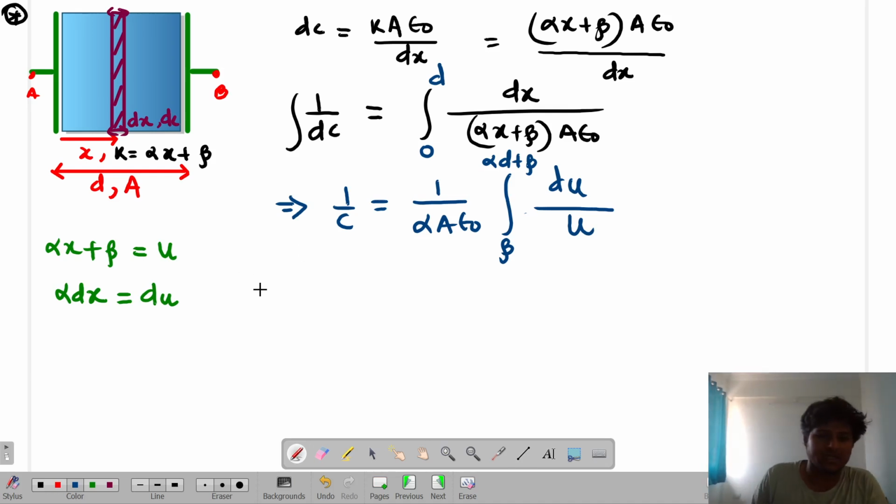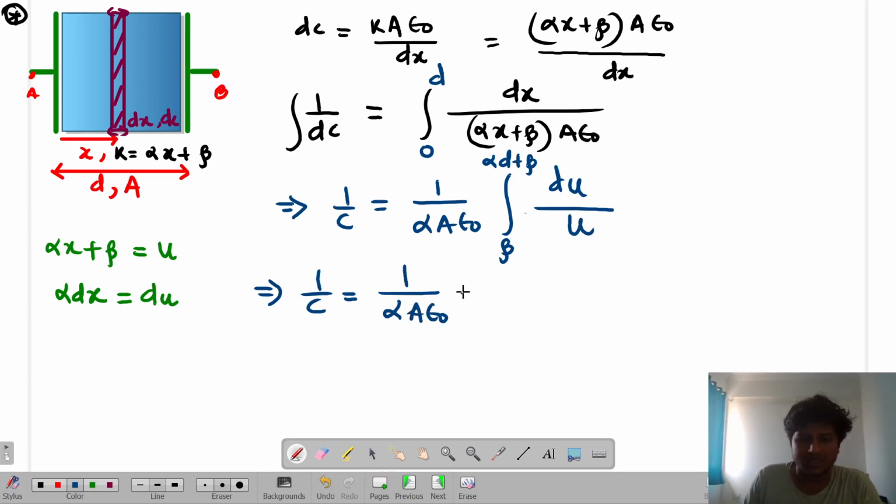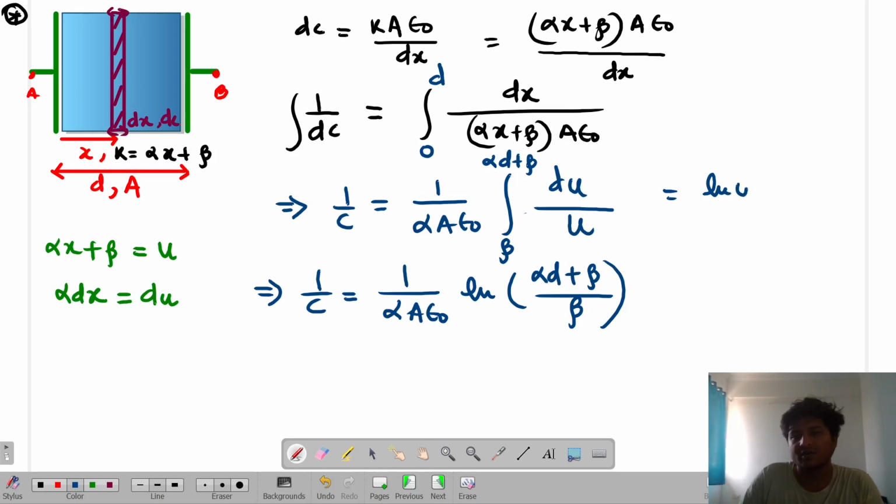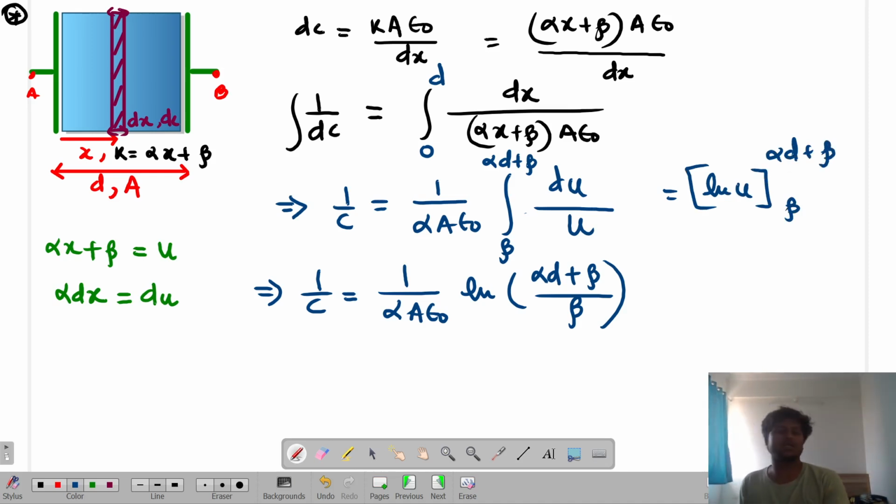So this means that I will get 1 by C is equal to 1 by alpha A epsilon naught, dU by U means ln U. This is ln U from beta to alpha d plus beta, isn't it? So I can write log a minus log b as log a by b. Are you able to get me or not?